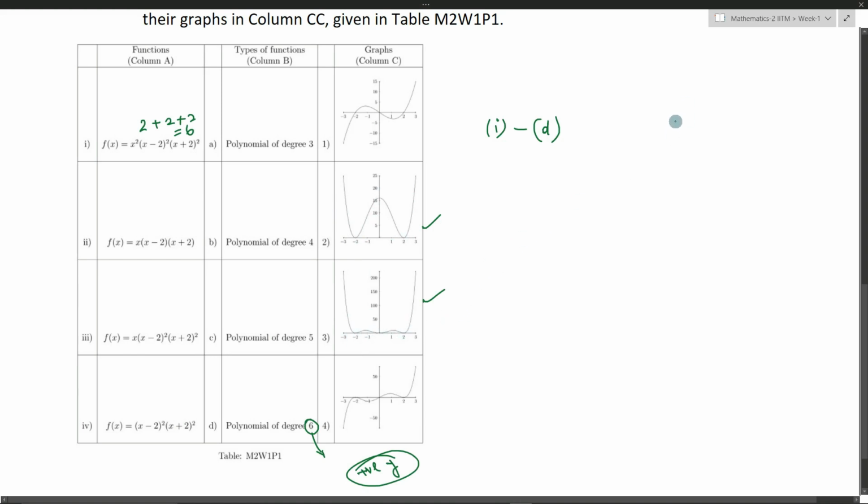Let's say we have a quadratic equation. For a quadratic equation, the graph is something like this. It is decreasing and increasing, right? If the degree goes on increasing, this parabola will be moving something like this. So for the polynomial of degree 6, number 3 is the answer.